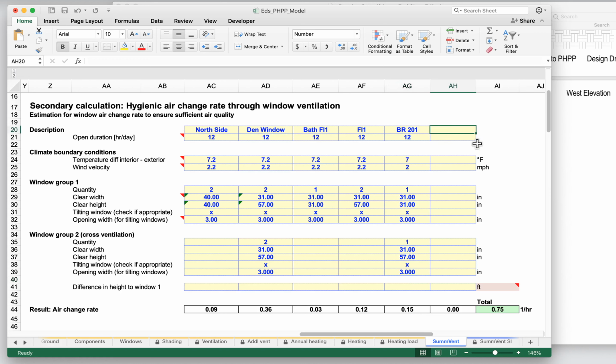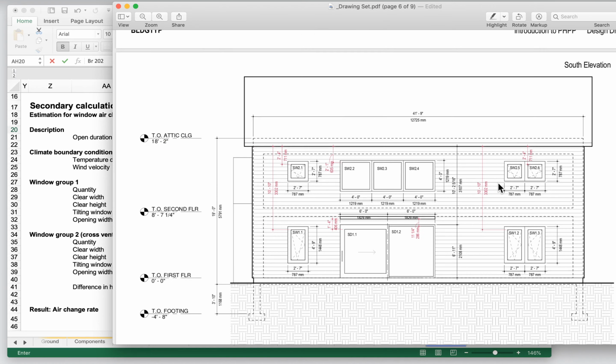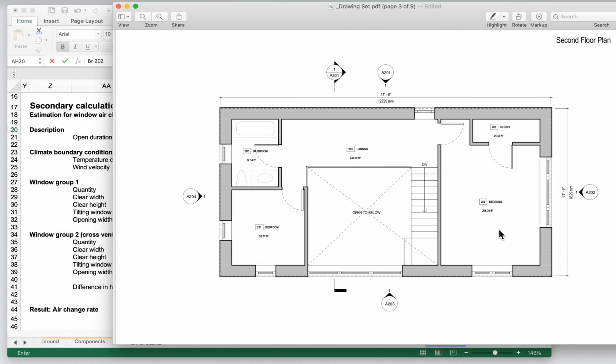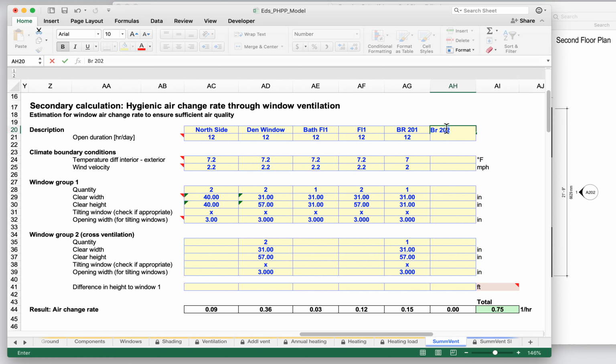And then let's do the other one. Let's do bedroom 202. Is that the number? Already forgotten. Let me go back to the floor plan here. Bedroom 204, excuse me, bedroom 204. We'll have two windows here and two windows there. So 204, and we'll say 12, 7.2, 2.2.